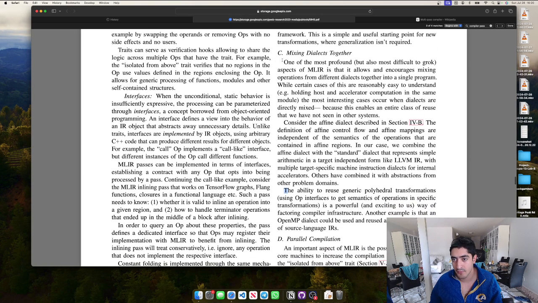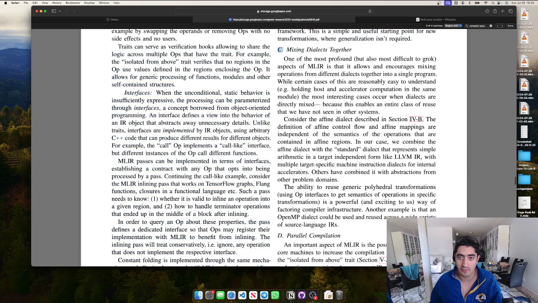Okay, we're gonna read again, starting from the C section. Mixing dialects together. One of the most profound but also most difficult to grok aspects of MLIR is that it allows and encourages mixing operations from different dialects together into a single program. While certain cases of this are reasonably easy to understand, for example holding host and accelerator computation in the same module, the most interesting cases occur when dialects are directly mixed, because this enables an entire class of reuse that we have not seen in other systems.